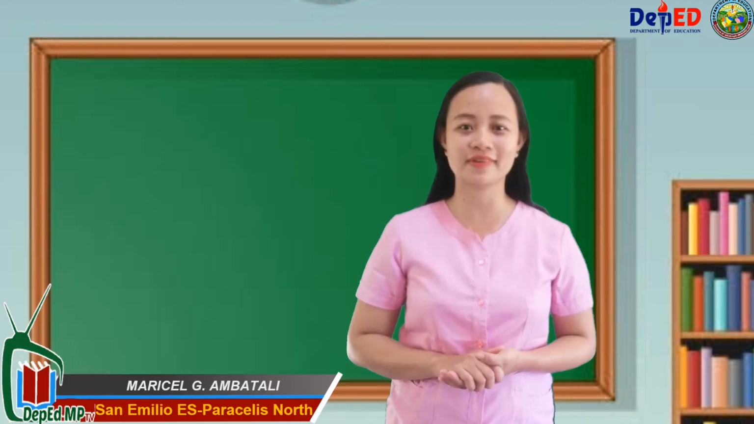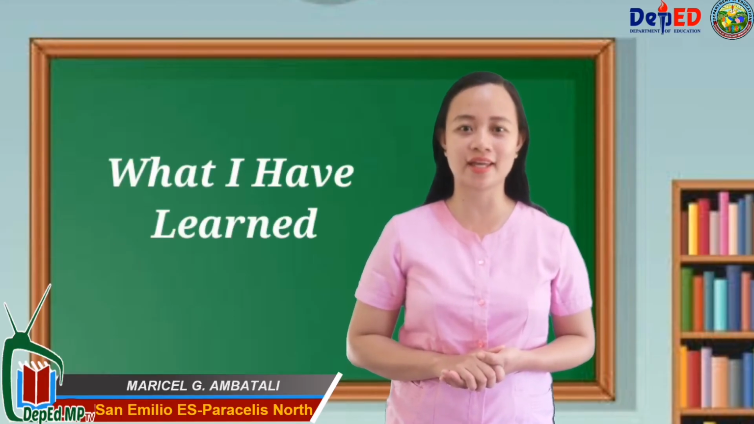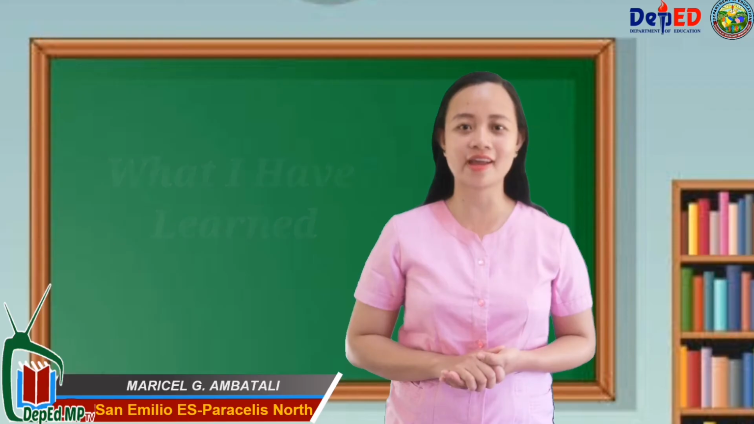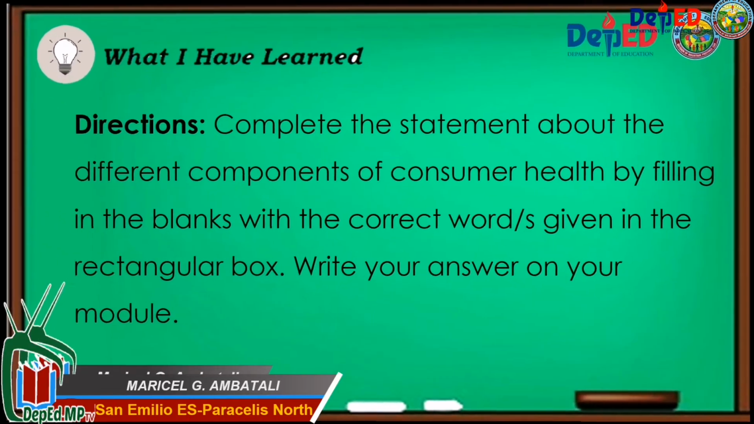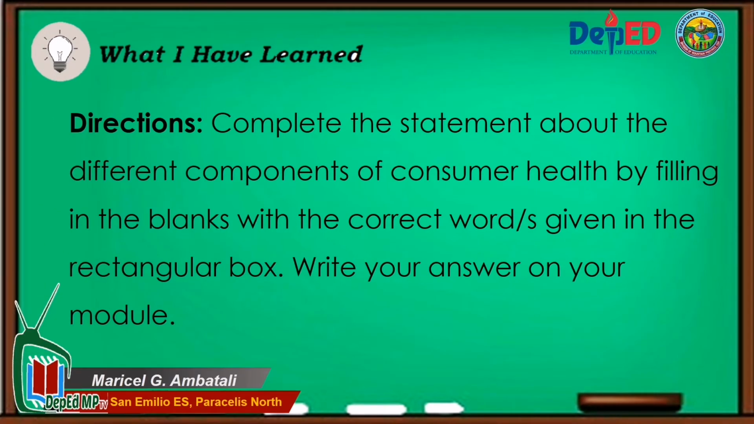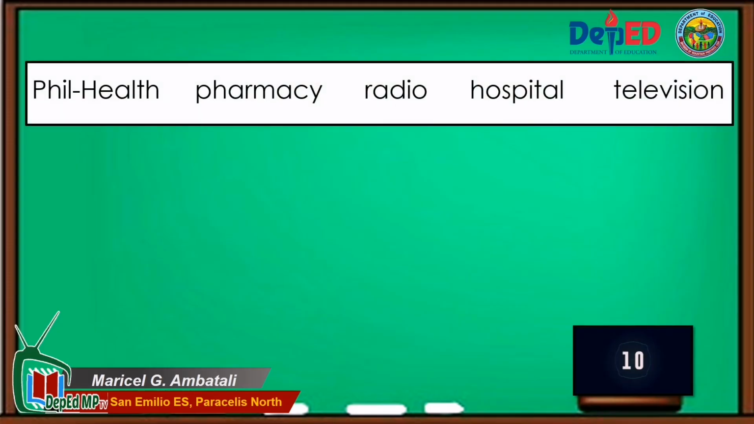To sum it up, answer the activity in what I have learned. Here are the directions. Directions. Complete the statement about the different components of consumer health by filling in the blanks with the correct word or words given in the rectangular box. Write your answer on your module. Here are the choices: PhilHealth, pharmacy, radio, hospital, and television.